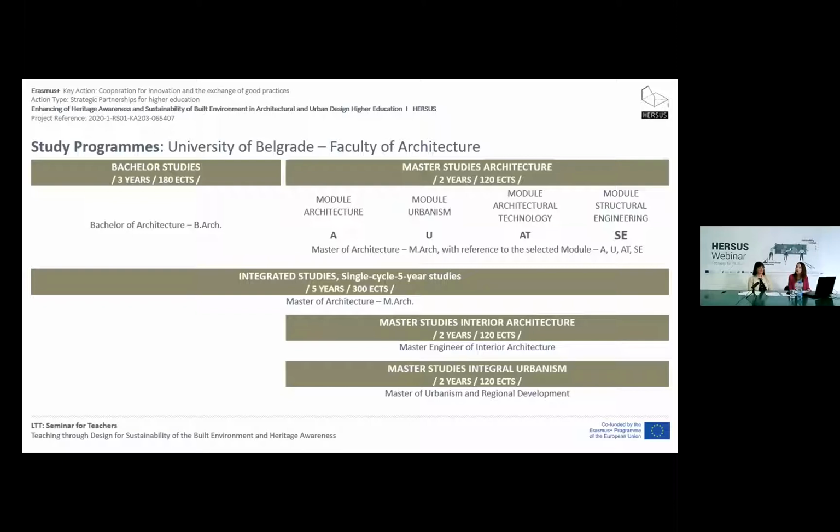So, bachelor studies counting some 300 students, and then we have master studies in architecture, master studies in interior architecture, and master studies in urbanism. The core of the faculty is our master studies in architecture that consists of a few modules. Module for architecture, for urbanism, then for architectural technologies and structural engineering. And so this master covers some 120 students, while other masters are counting some 30 to 40 students depending on the year. And we also have integrated studies, a single cycle for 5 years, counting some 60 students, which is more into the professional architects and urban designers.